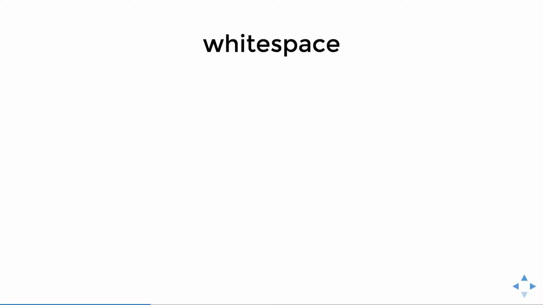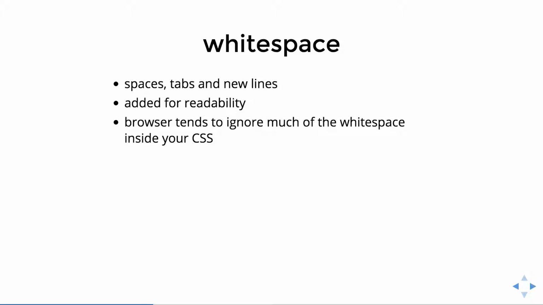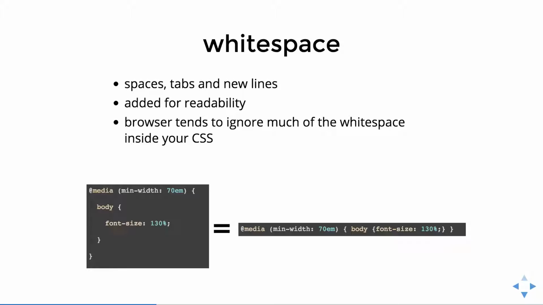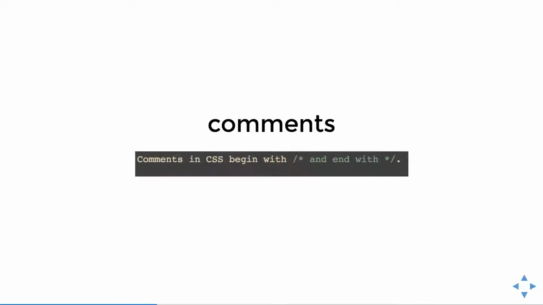White space. Tell me about white space in CSS. Doesn't really matter, right? Spaces, tabs, new lines. They're really there just so people can read them. The browser tends to ignore much of it, and basically these two rules down here, these statements, are the same. There's no difference. Comments. There's only one way to comment in CSS, and that's it.